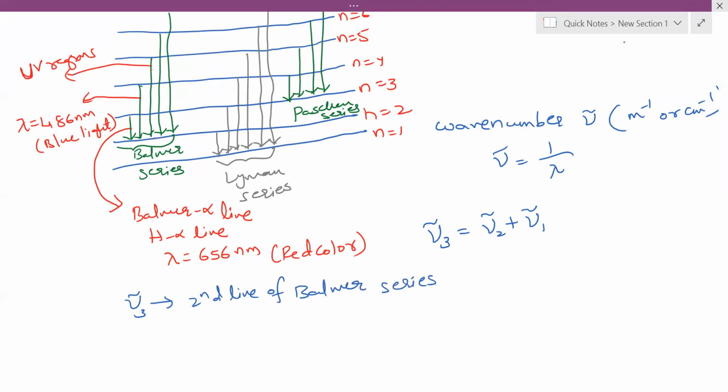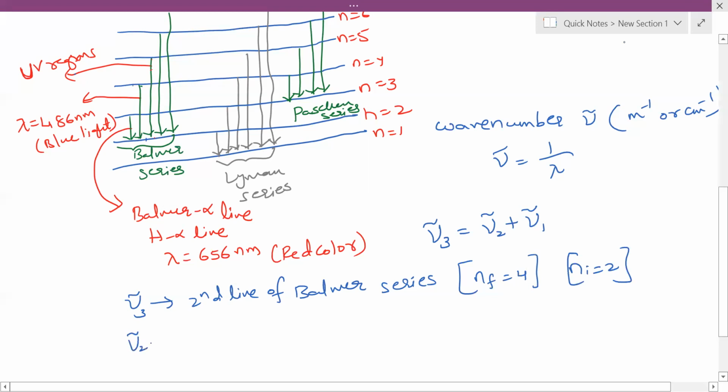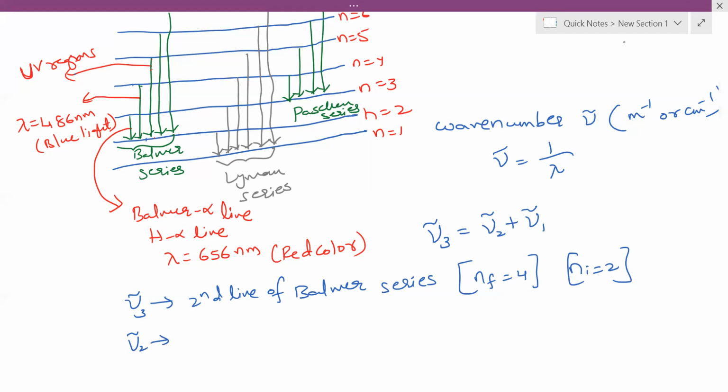So how would the transition be? In this case, nf will be 4 and ni will be 2. As you can see here, this is the second line, as I mentioned. This is n equal to 4 and ni is 2 here. So from 2 to 4 it is moving. And now let's see what is the photon represented by this wave number one. It is nothing but the first line of the Paschen series.